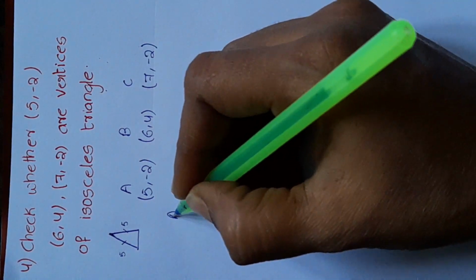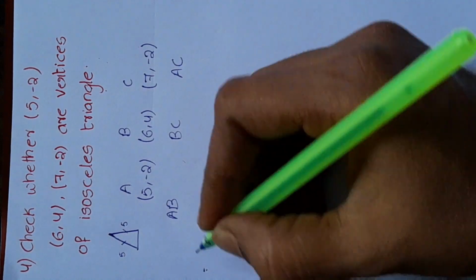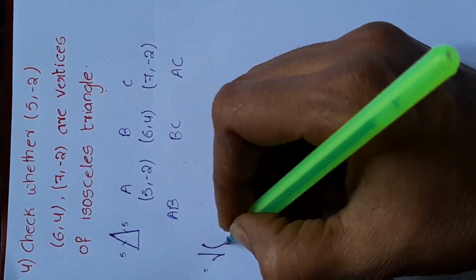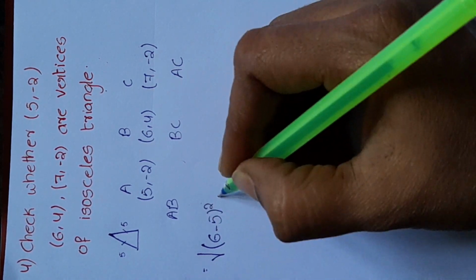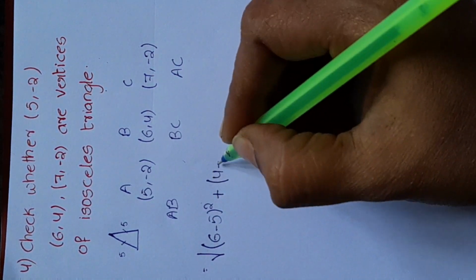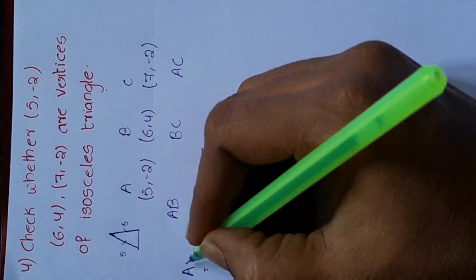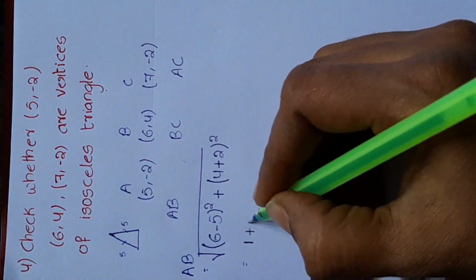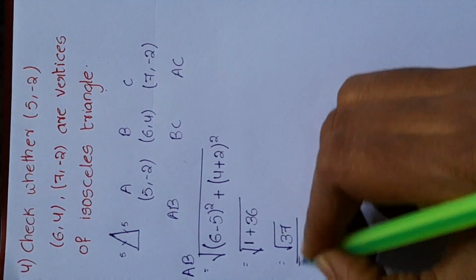Now let us find the distance between AB, BC and also AC. To find the distance AB, let us use the formula: x2 minus x1 is 6 minus 5 whole square plus 4 minus of minus 2 is plus 2 whole square. Keep this in root. We get this as 1 plus 36. So the AB distance is root of 37.